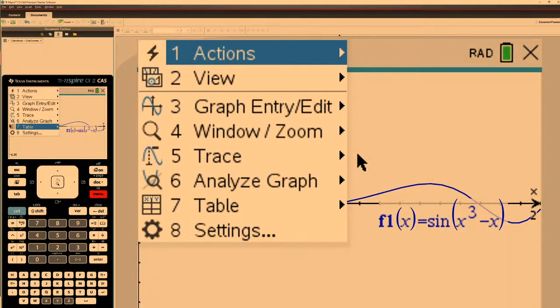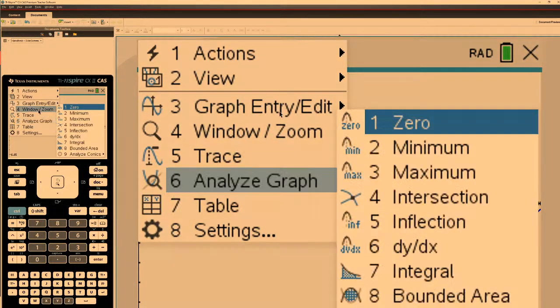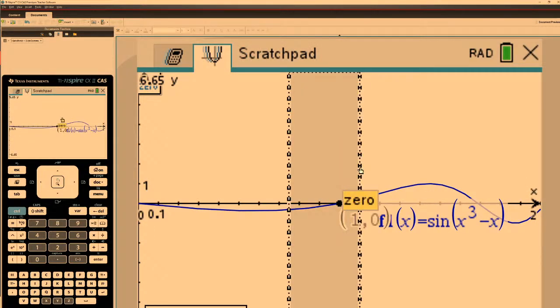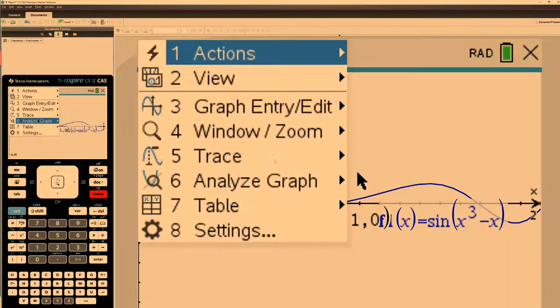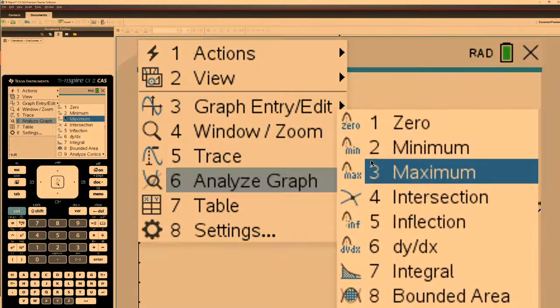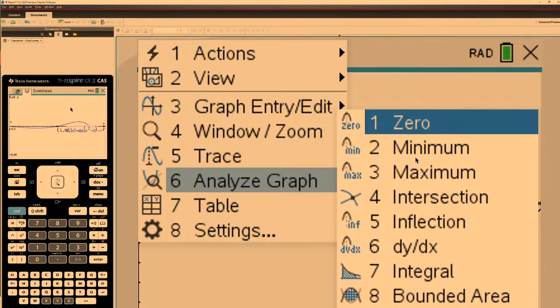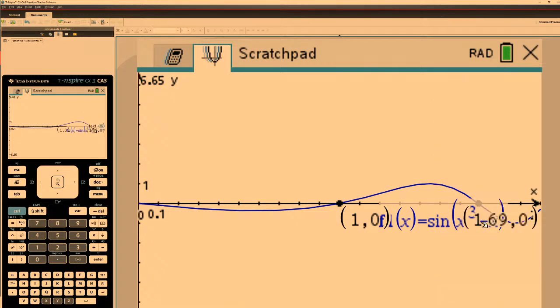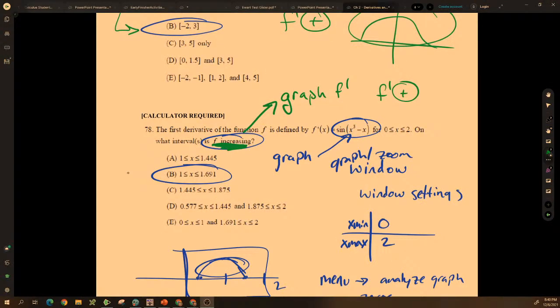So we're going to go to menu, analyze graph. We're going to pick out our zeros. We want to go to the left of that, then to the right of it, that's 1. Go to menu, analyze graph again, and 0 a second time. Then to the left of this 0, to the right of that 0, and we get 1.69. So from 1 to 1.69 is where the graph was positive, and that was choice B.